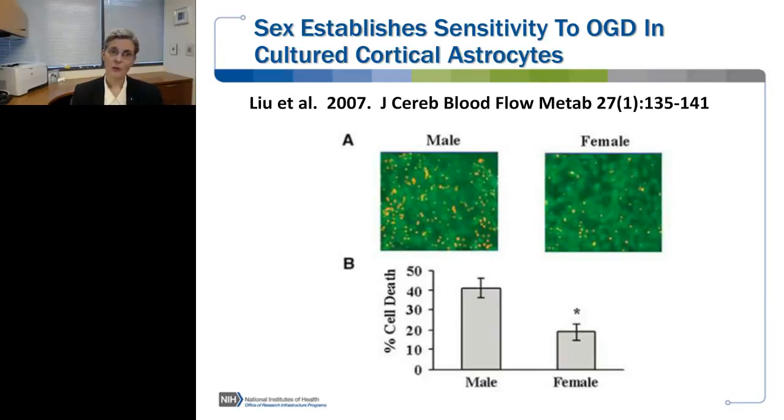And this makes one think about some of the issues people have had in reproducing culture studies, because people used mixed sex cells, and it's not always clear what the ratio of male to female cells is. And you can see that the different levels of male versus female cells in mixed cultures could lead to a lot of variability in the outcomes people would see in these types of models.